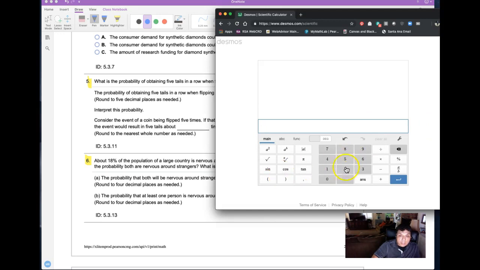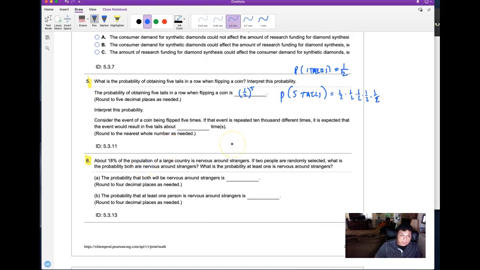And so to calculate that, we could do 1/2 raised to the power of 5. And so you get 0.031. In that case, that's the probability there. 0.031, or about a 3.1% chance of that happening.